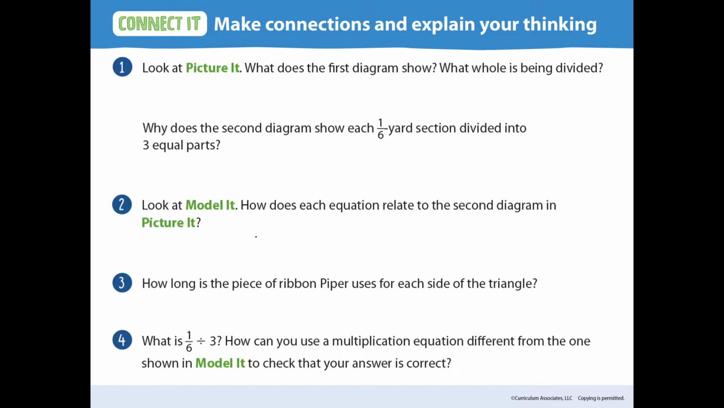So number 3, how long is the piece of ribbon Piper uses for each side of the triangle? Each piece of ribbon is 1/18 yard. So number 4, what is 1/6 divided by 1/3? How can you use a multiplication equation different from the one shown in Model It to check that your answer is correct? Well, on a previous slide, we looked at 2 different equations. We had 1/6 times 1/3. We also had 1/3 times 1/6.